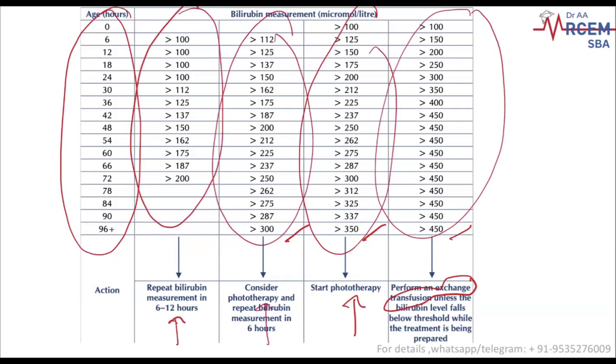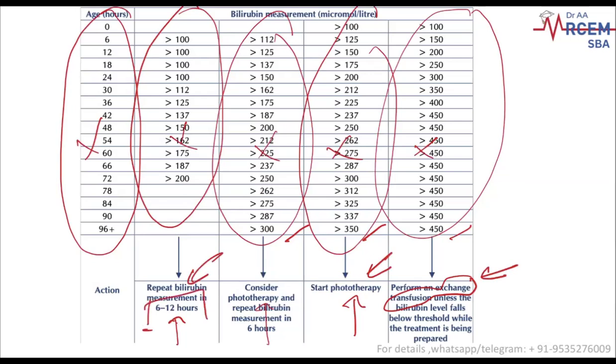That's how you will be treating them. You need not remember any of these values. The treatment options depend on the bilirubin levels. That's why it is important to know which investigation to get done. So exchange transfusion, phototherapy, just conservative management. These are the three different options.